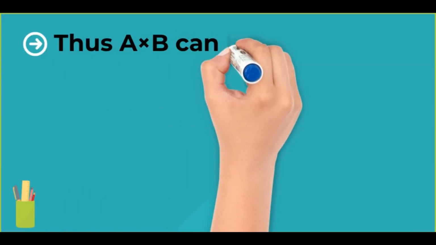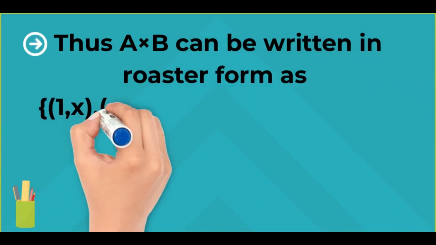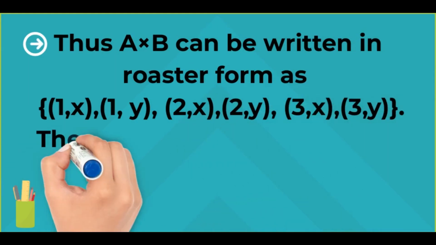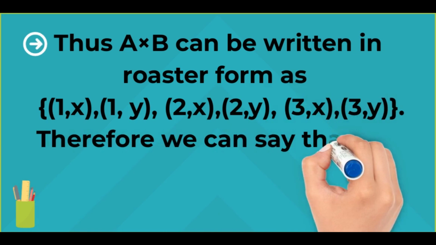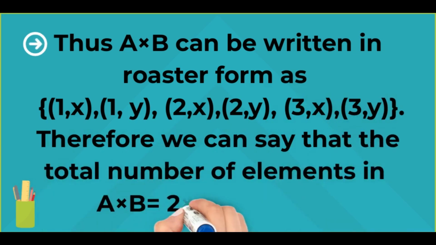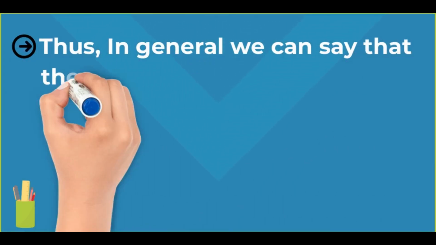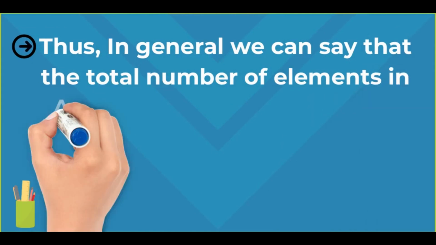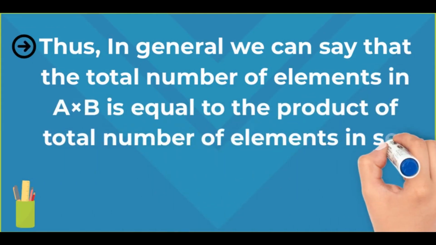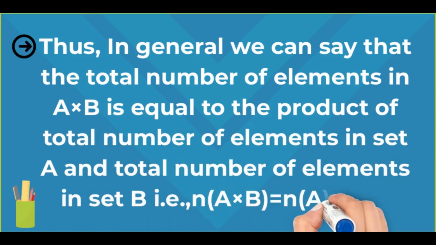Thus A cross B can be written in roster form as (1, X), (1, Y), (2, X), (2, Y), (3, X) and (3, Y). Therefore we can say that the total number of elements in A cross B is equal to 3 times 2, which is equal to 6. Thus in general we can say that the total number of elements in A cross B is equal to the product of the total number of elements in set A and the total number of elements in set B, that is n(A cross B) is equal to n(A) times n(B).